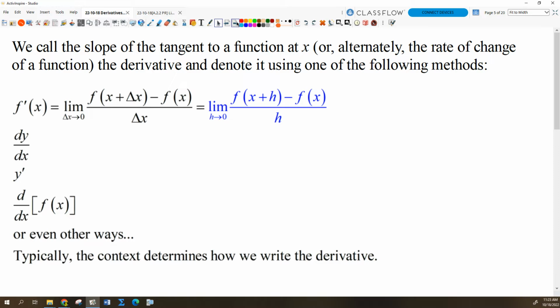Or you could use this notation, the derivative with respect to x of a function. Those all mean exactly the same thing. Why do we have so many ways of, and there's even more ways. Like in college, you might have a textbook that even uses other ways of writing the derivative.